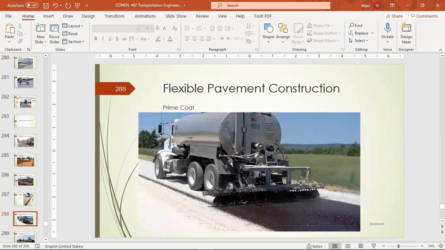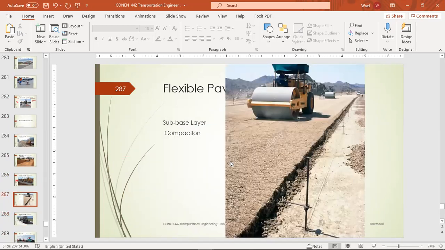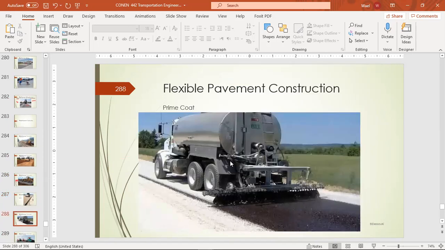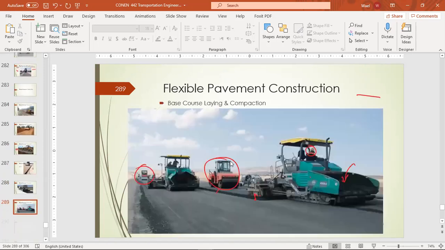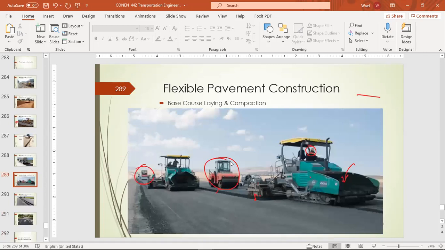First we start with a prime coat. The purpose of this coat is that it's a kind of bituminous material, and it seals the subbase from rainwater, from water, from moisture, to maintain it intact. Then after coating the subbase, we start placing the base course, which is basically an asphalt concrete, but it's very granular, and if you drive over it, you will hear loud noise from your tires.